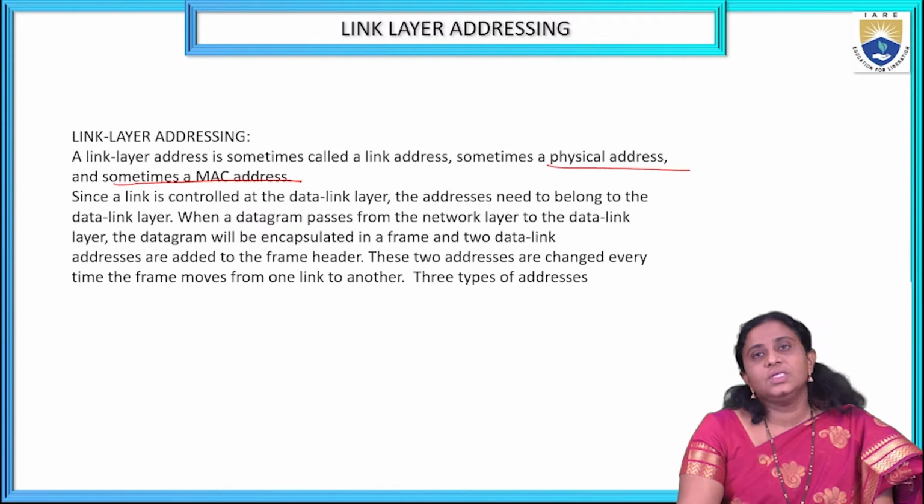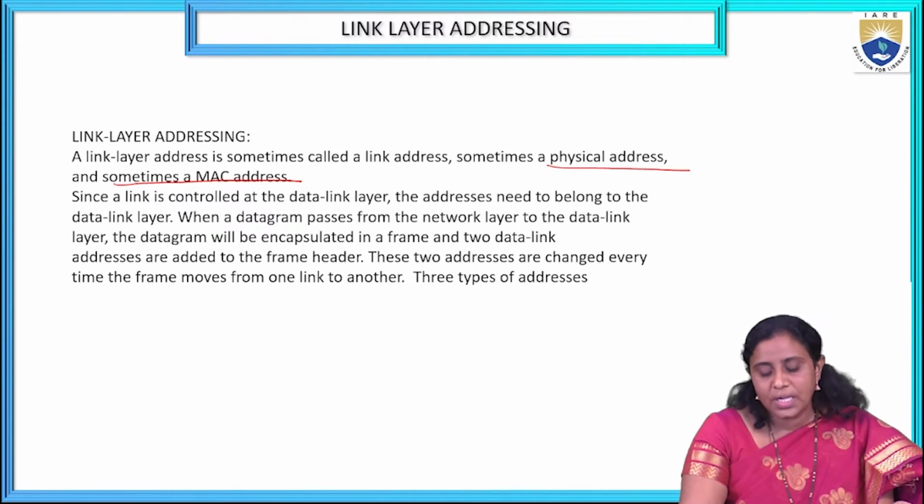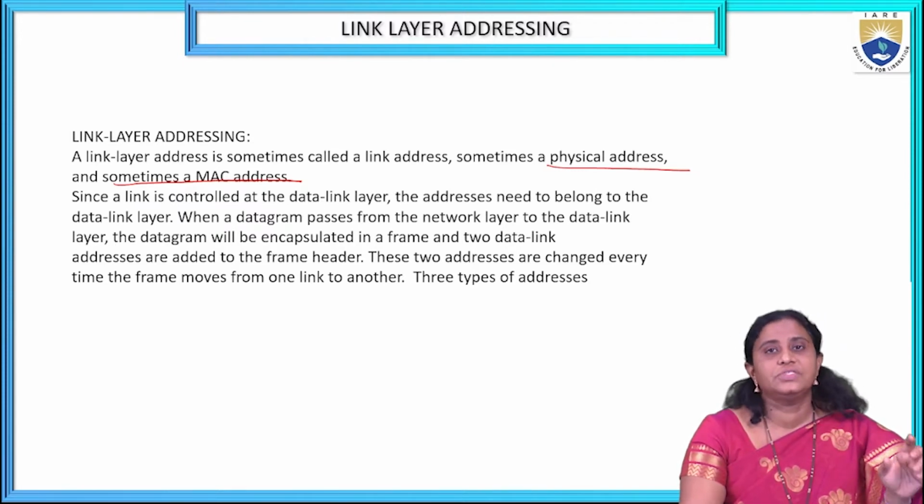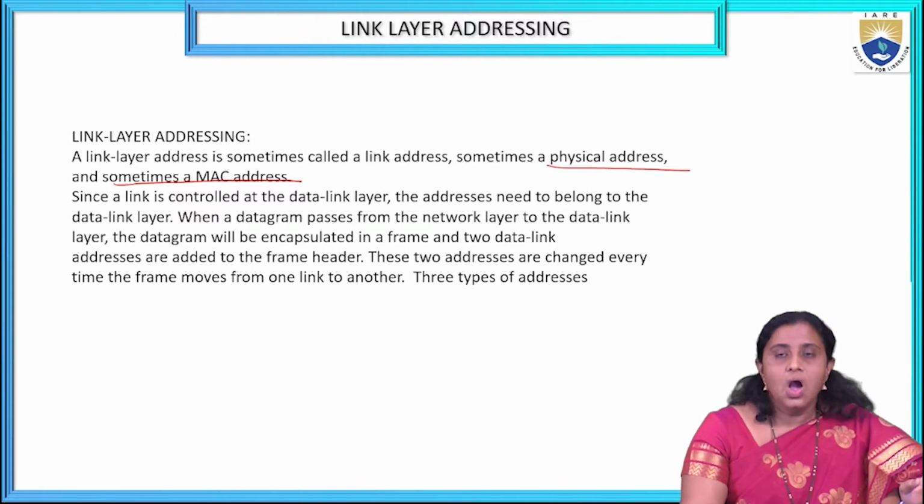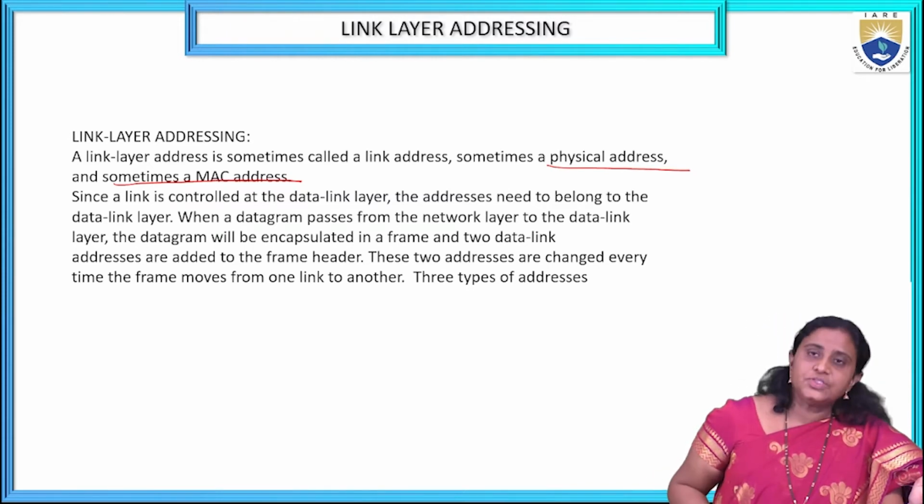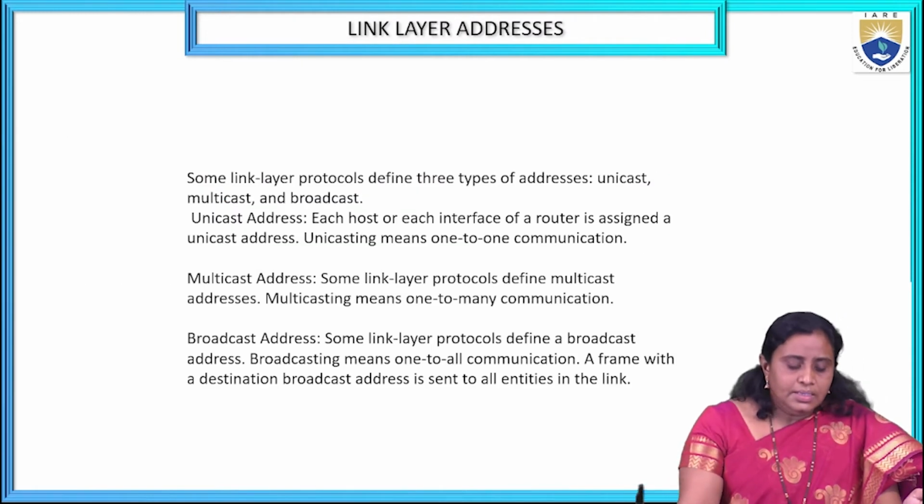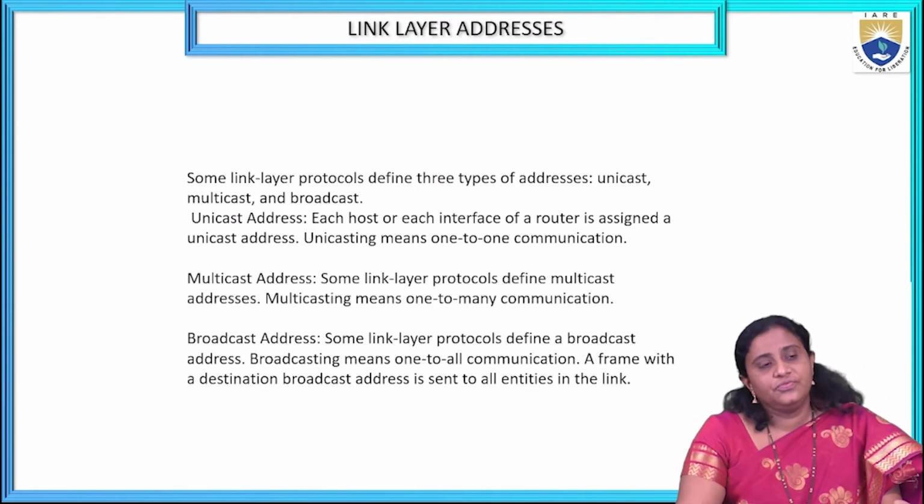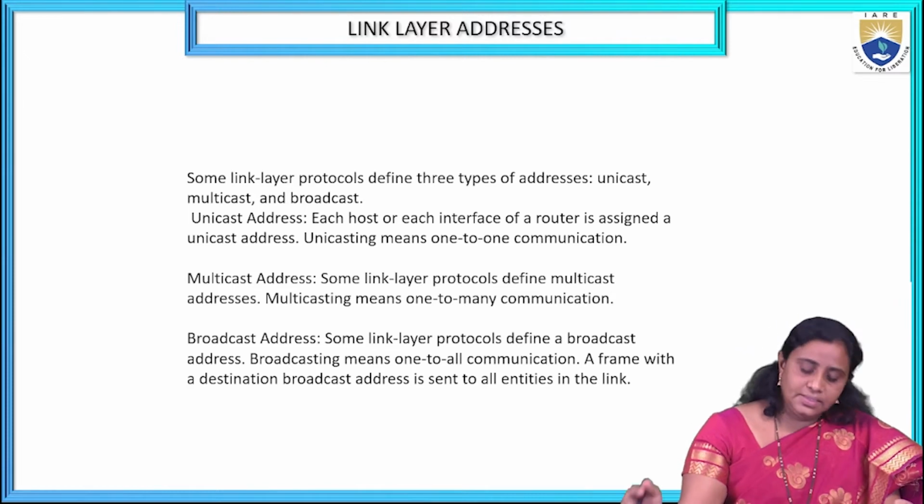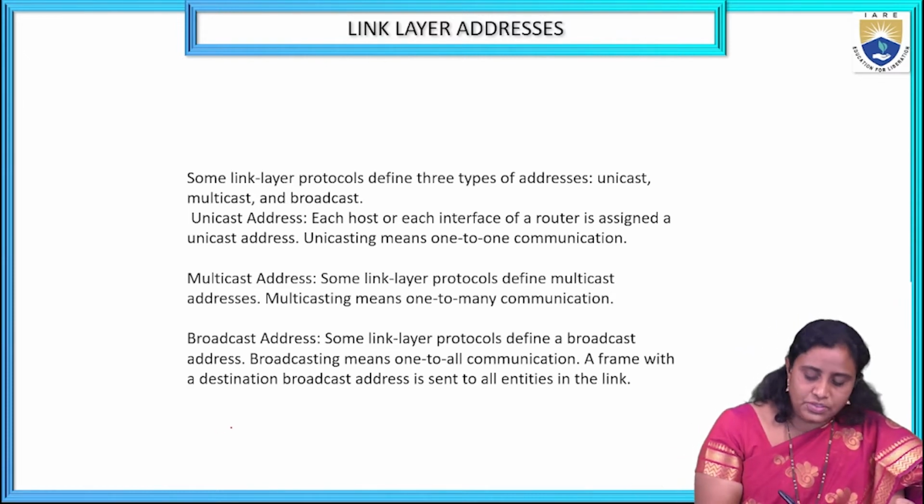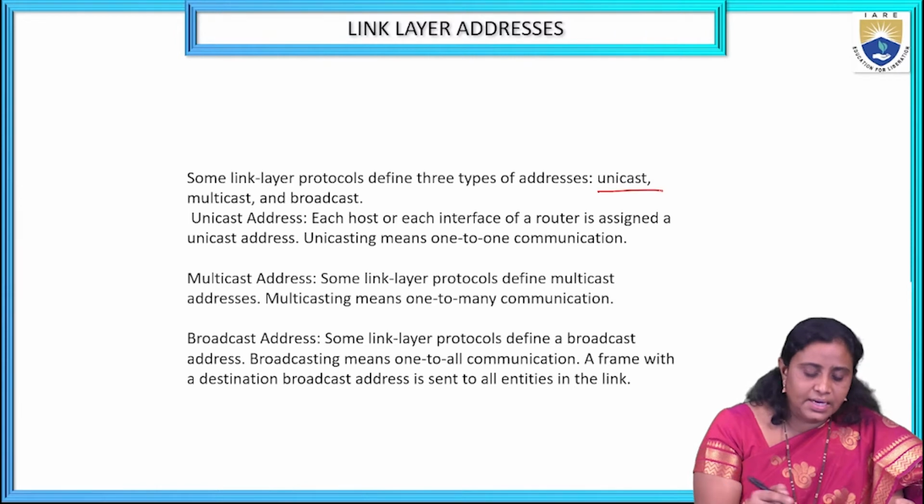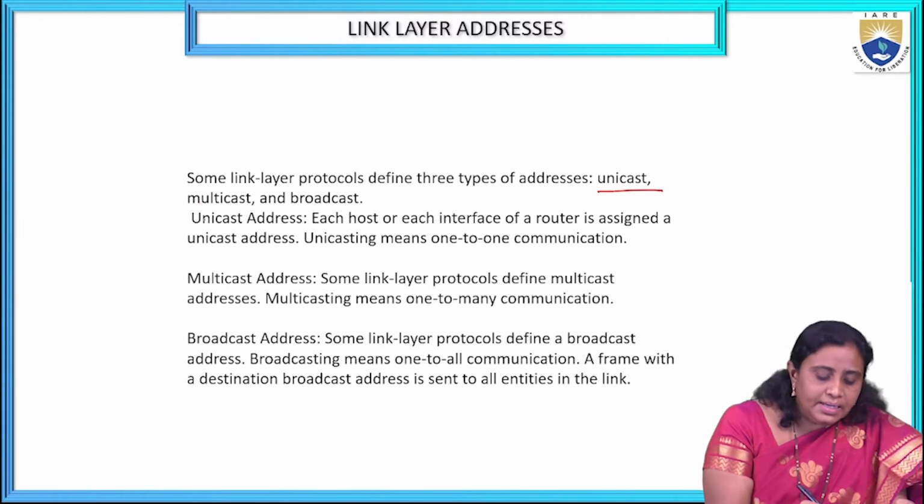So what is the use of link layer addressing? These two types of addresses we have defined already, the physical address and MAC address, are changed every time the frame moves from one link to another link. Here again we have to identify three types of addresses. Some link layer protocols define three types of addresses: the first one is unicast, the second one is multicast, the third one is broadcast.